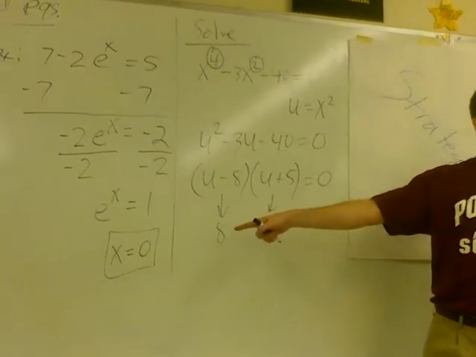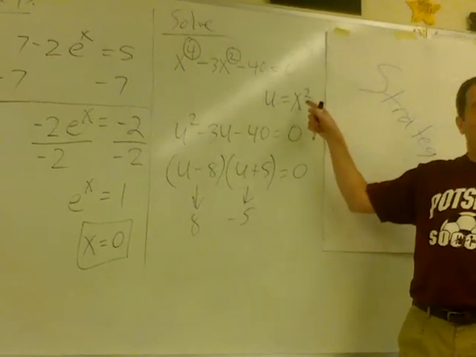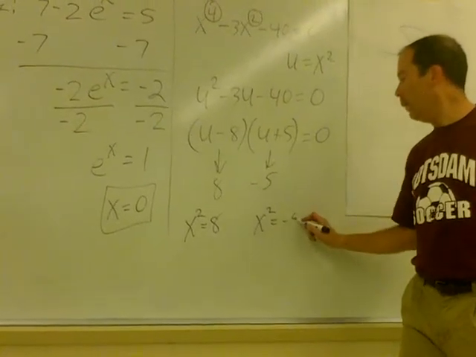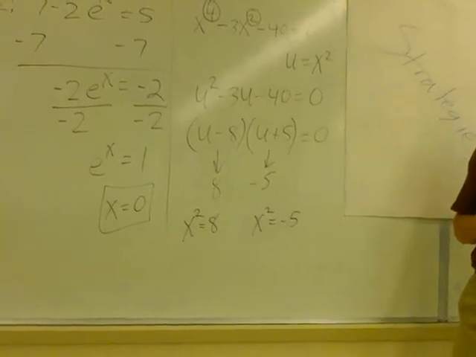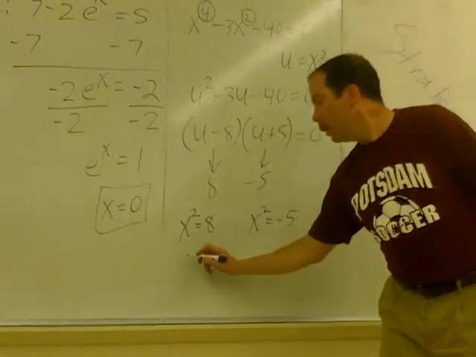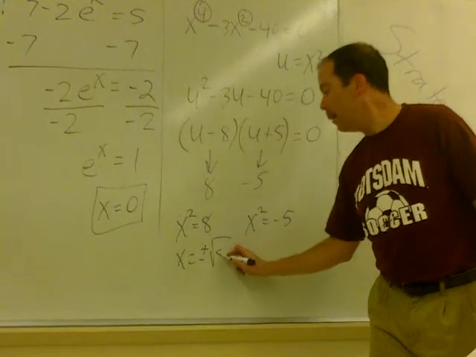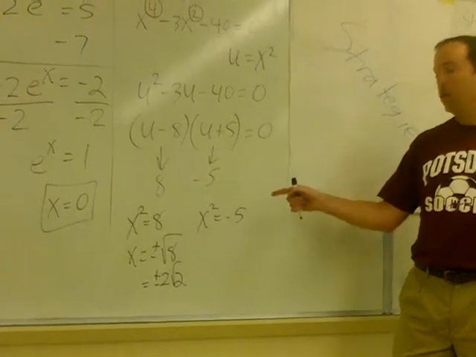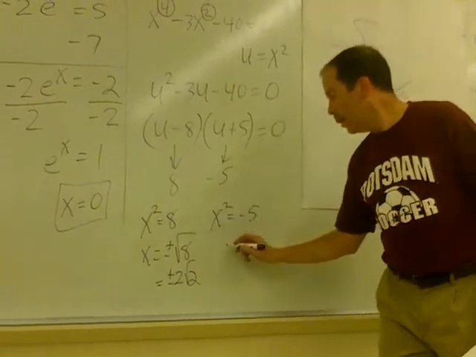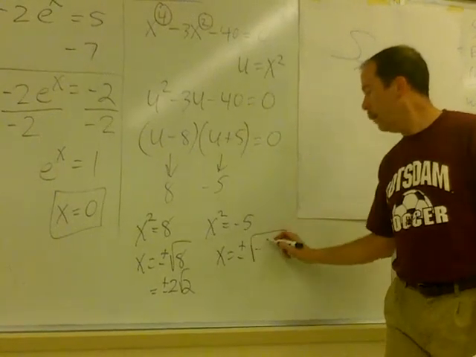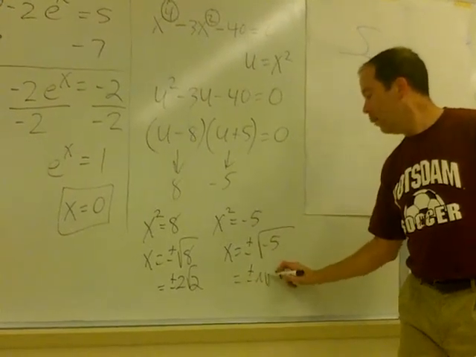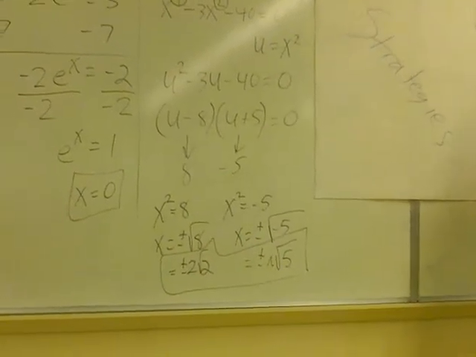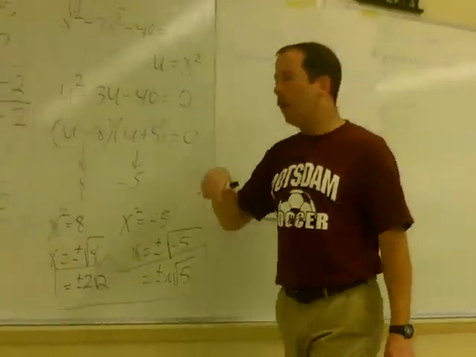But these are what u equals. We want x squared. So we should write x squared equals 8, and x squared equals negative 5. So then x equals plus or minus the square root of 8. And that's plus or minus 2 root 2. We've done a whole bunch of those. The next one is x equals plus or minus root negative 5, so plus or minus i root 5. There are our 4 solutions. Okay, so keep this in mind for our next problem.